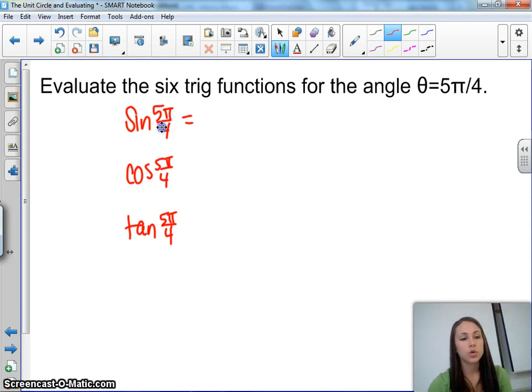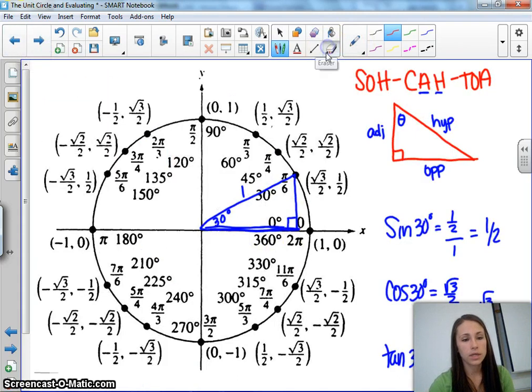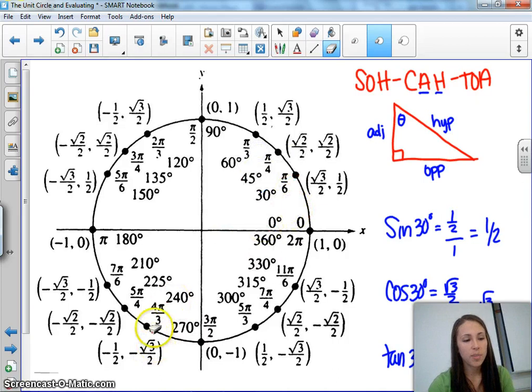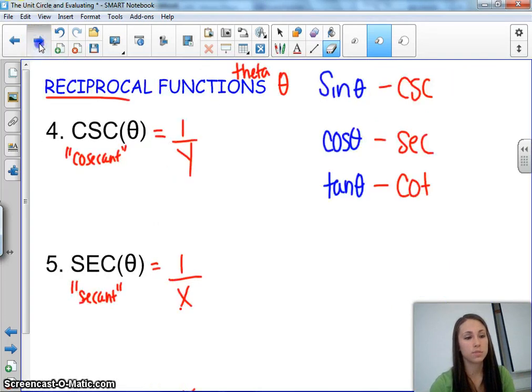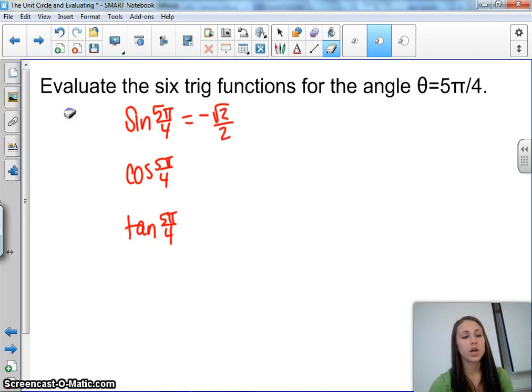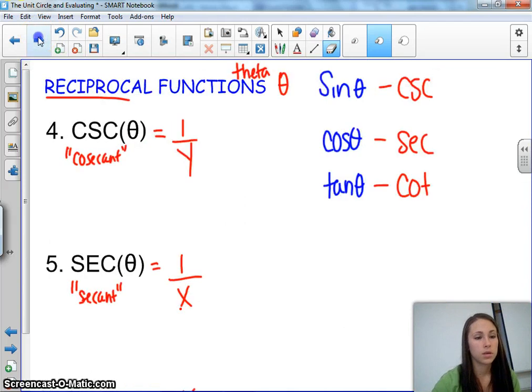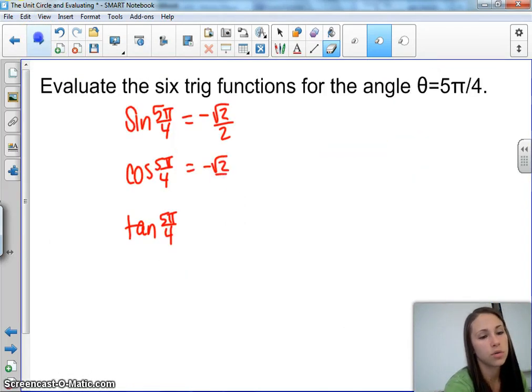So all I'm going to do is go to the unit circle at 5 pi over 4. So I'm going to erase this now. So at 5 pi over 4, that's down here. So if I'm finding the sine, I'm finding the y. So the sine at 5 pi over 4 is just negative square root of 2 over 2. Now, the cosine, cos x, is just going to be the x coordinate at 5 pi over 4, which is just negative square root of 2 over 2 as well.